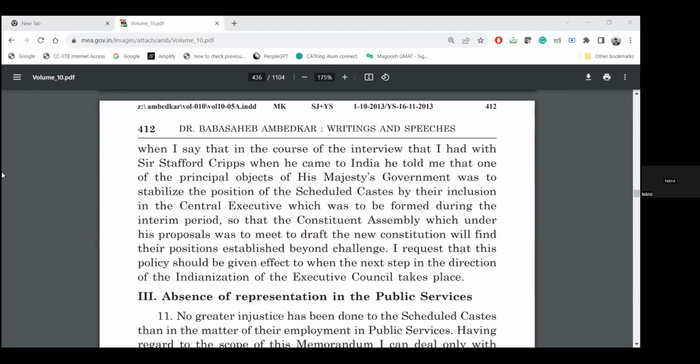which was to be formed during the interim period, so that the Constituent Assembly, which under his proposals was to meet to draft the new constitution, will find the positions established beyond challenge. I request that this policy should be given effect to when the next step in the direction of the Indianization of the Executive Council takes place.